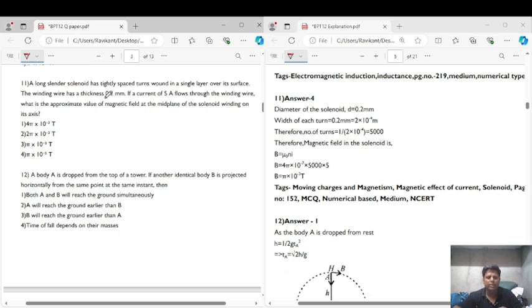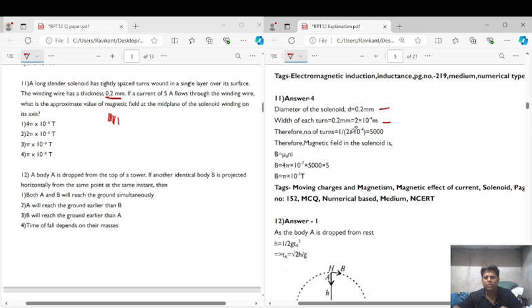See, the wire is of thickness 0.2 millimeters. So if the wire is wound tightly, then the number of windings will be equal to the length of the solenoid divided by the thickness of the wire, right? So see here, the diameter of the wire which is wound is equal to 0.2 millimeters, and the width of each turn is equal to 0.2 millimeters, right?